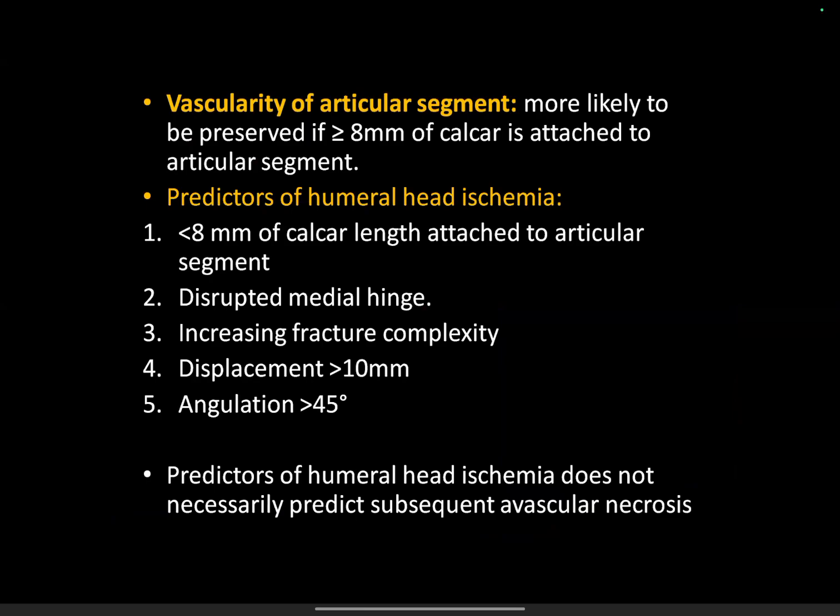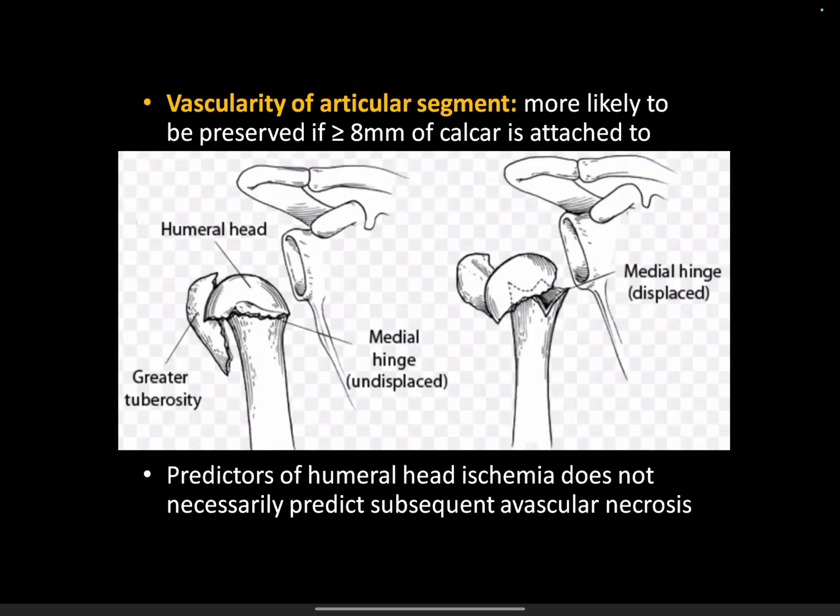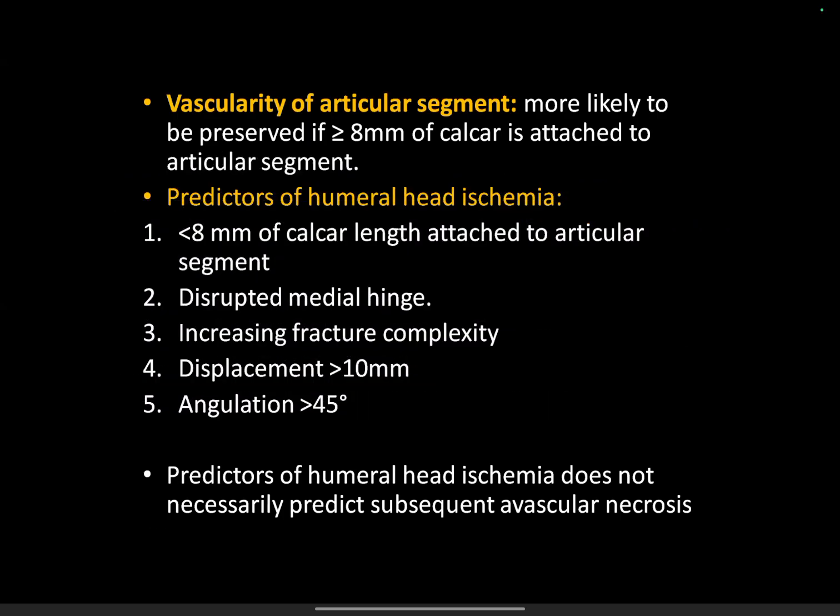Now, what are the predictors of humeral head ischemia? If the fracture line was located less than 8 millimeters from the articular surface, if I had disruption of the medial hinge, as you can see in this example, there's disruption of the medial hinge. This is basically displaced, whereas this one is not displaced. So the displaced one, consequently, will carry a worse prognosis. Increasing fracture complexity, basically if we're dealing with a comminuted fracture, and displacement that is more than 1 centimeter, and angulation more than 45 degrees.